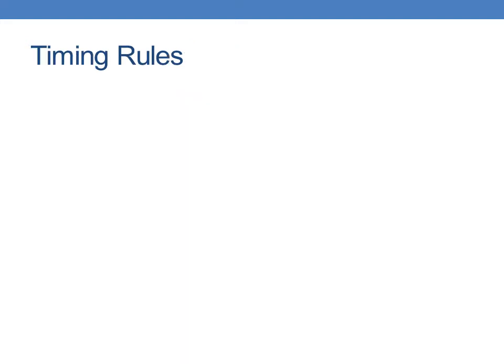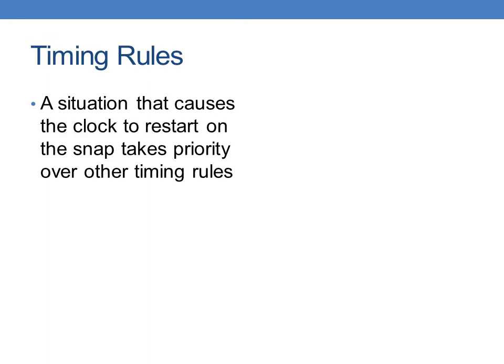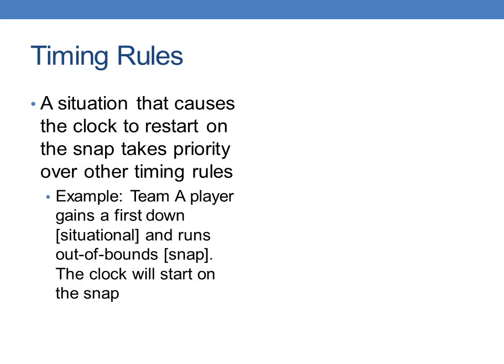Some additional timing rules here. Please note that a situation that causes the clock to restart on the snap will always take priority over other timing rules. And you can see from the example here, Team A gains a first down, which is a minor clock stopper and is situational, but also runs out of bounds, which we know is a major clock stopper and causes the clock to restart on the subsequent snap. That means that the clock will start on the snap.